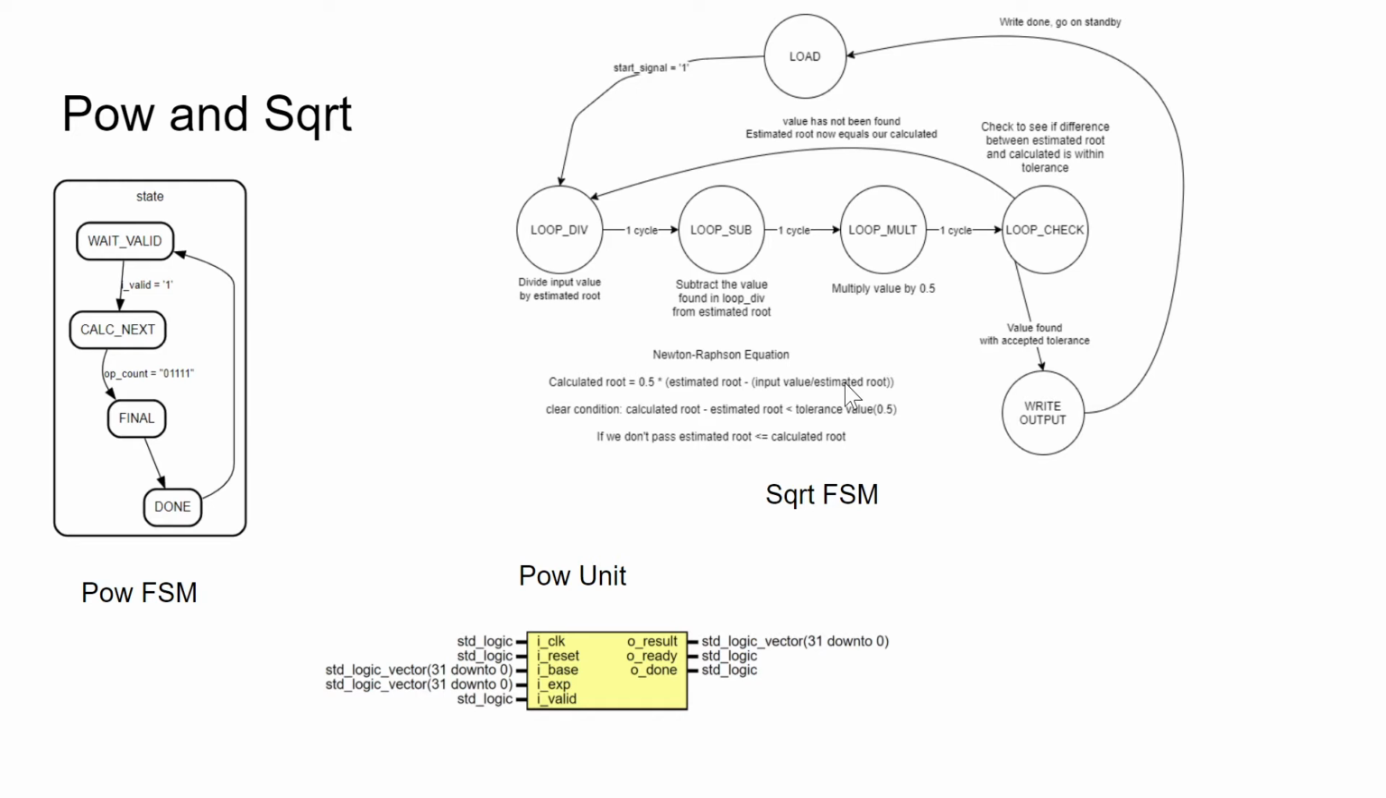So do you have a lookup table for the initial estimated root? No, I believe that would take too long, and I do believe there are a lot of optimizations I'd probably still look at for square root, but this was the main idea going forward with square root.